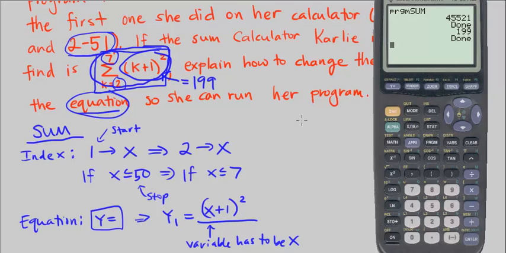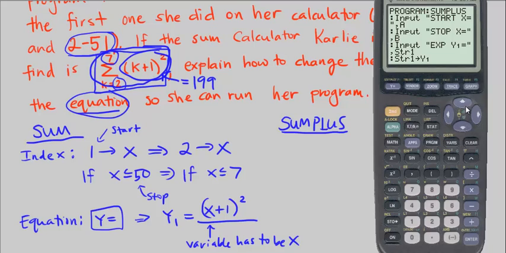If you use the advanced program sum plus, let's go ahead and edit it and just see. This program asks the user where the index starts, where the index stops, and they're using the x variable. So no matter what variable you have, you have to use x instead. And they ask the user for the expression too. So just know that if you use sum plus, it's going to automatically change y equals for us.